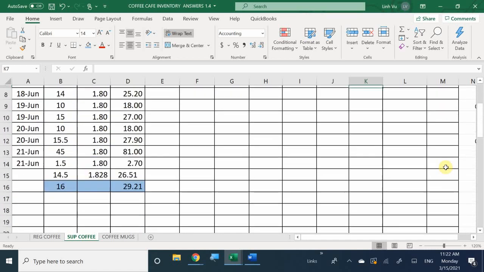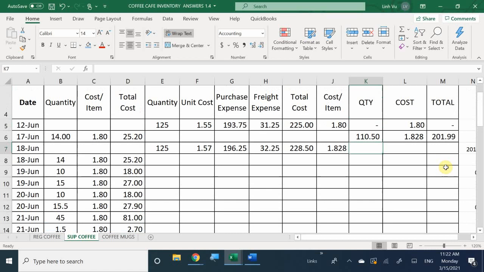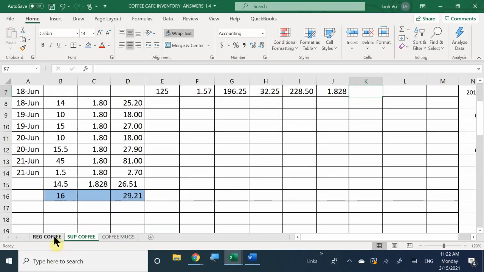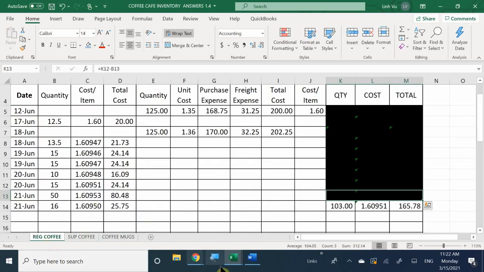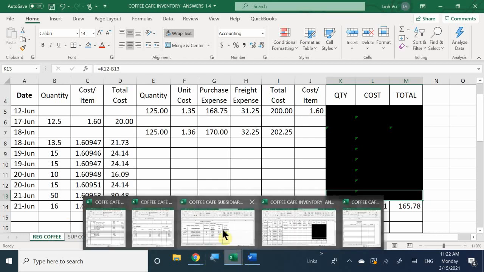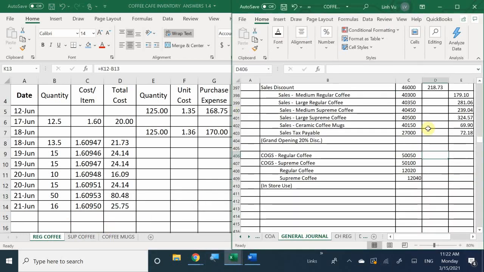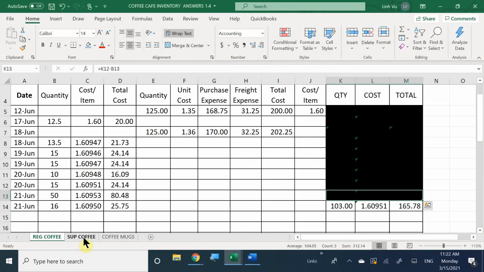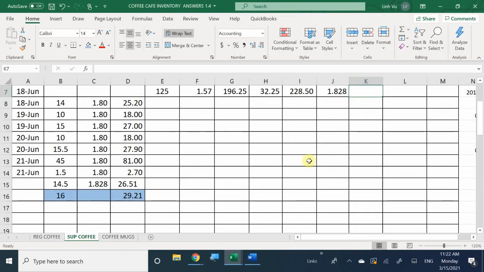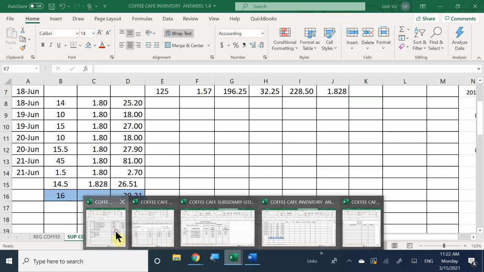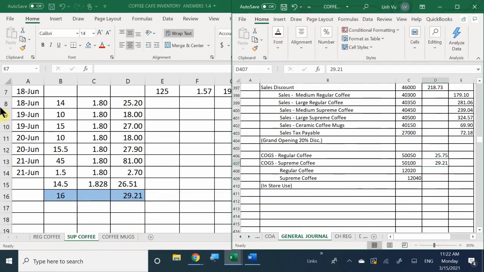Yes. Okay? So let's journalize this in our journal. So we got 21 for our Supreme and 25.75 for our regular. 25.75 and 29.21. Yep, 29.21. Okay, so back to my journal. Okay, once again, in-store use.